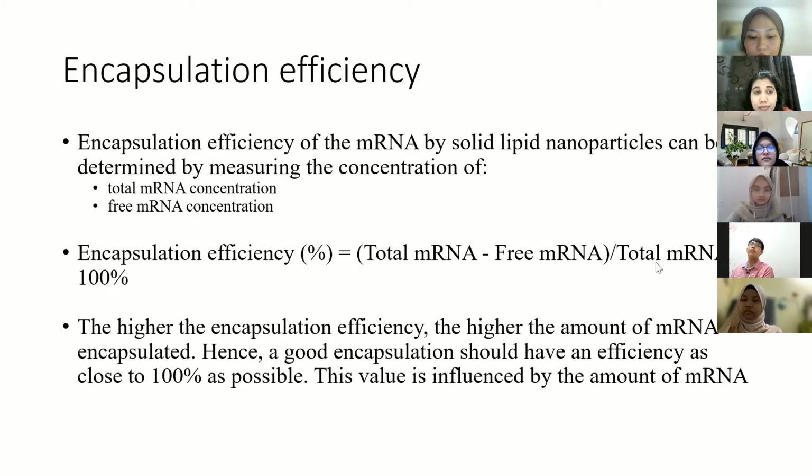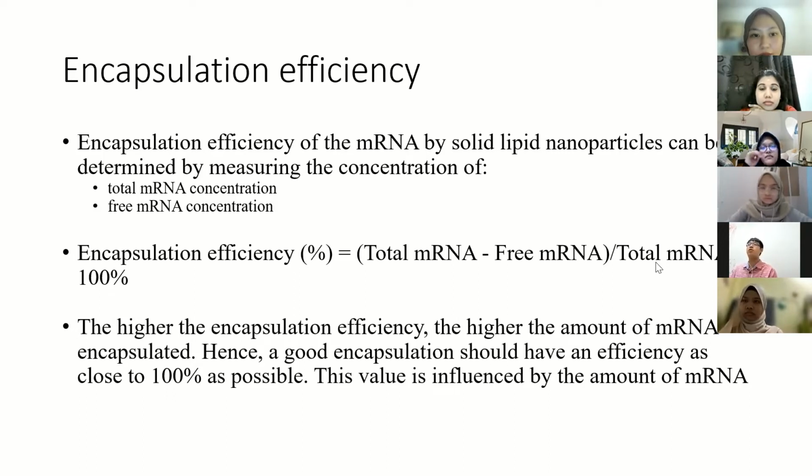So from this value, we basically calculate the encapsulation efficiencies by using the formula in the middle, which is total mRNA minus free mRNA, and then divided by the total again. And then we multiply this value with 100%. This is how we got the efficiency value.